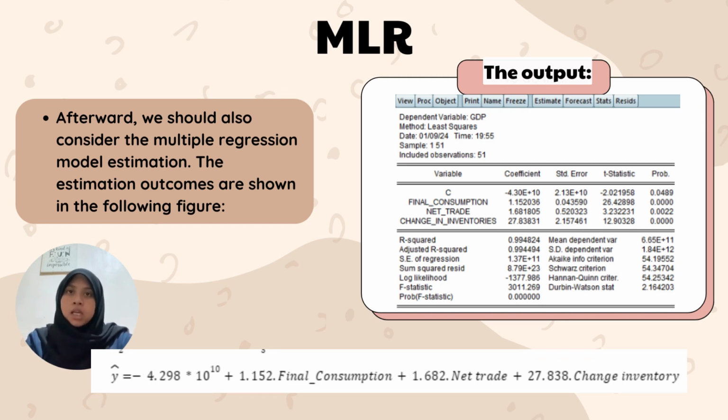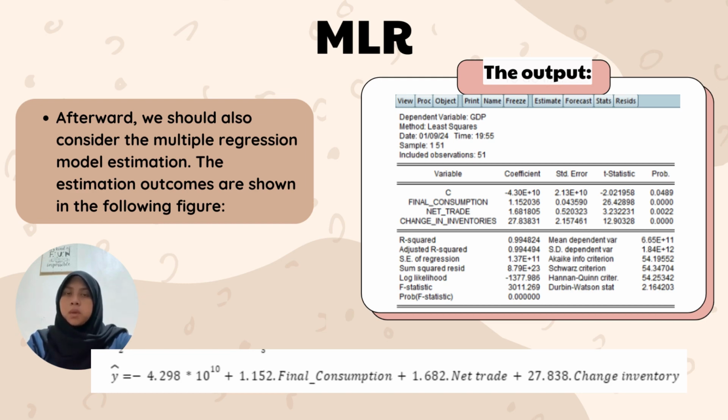plus 1.152 times final consumption plus 1.682 times net trade plus 27.838 times change in inventory. As shown from the data above, with the number of observations n equal to 51, the multiple regression approach will reveal a stronger connection between the variables, where the R-square is actually very high at approximately 99.48%, indicating that the variability in GDP is explained by the linear combination of the independent variables by 99.48%. Furthermore, based on the equation above, we can analyze the slope of the coefficients for final consumption, net trade, and also change in inventory.